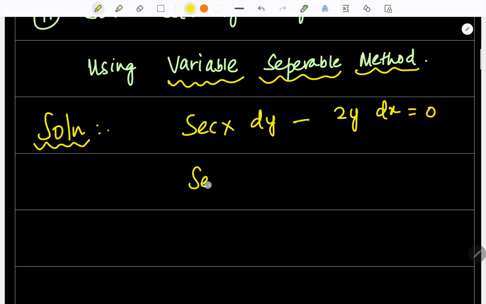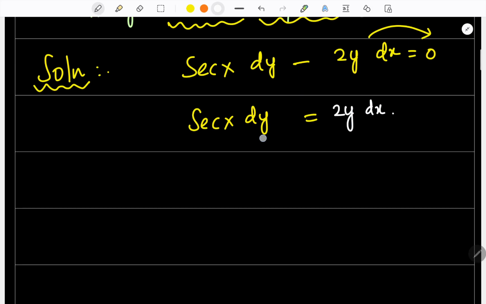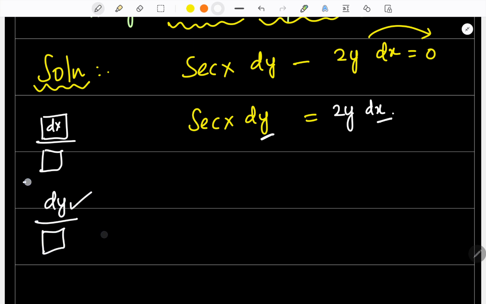So what I'm going to do, I'm going to write secant x dy is equal to this. I will bring it to the other side, which is 2y dx. Now, don't move this dy, don't move this dx, because dx and dy should be in the numerator. Keep in your mind, dx and dy should be in the numerator. So I'm going to move this one here: secant x, wait a minute. dy divided by this y, because it's multiplying. And this 2 I'm not moving.